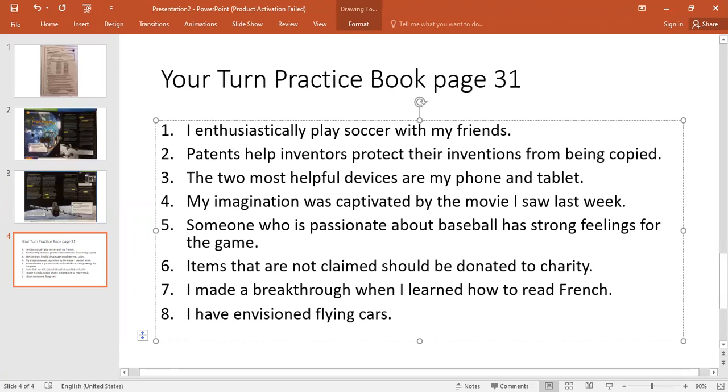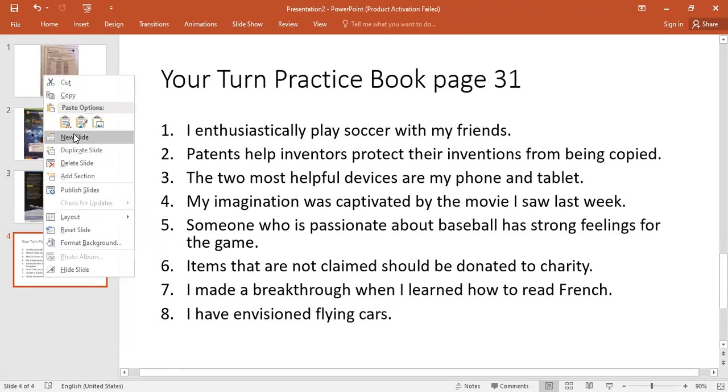Breakthrough, we said, is an important advance. So it was an important thing that I did when I learned how to read French. So it probably wasn't easy for me, and it didn't come on the first try. And number 8, I have envisioned flying cars. We said envisioned is when you imagine what will happen in the future.